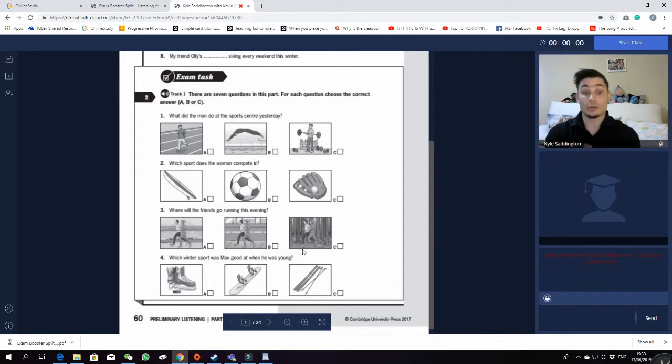Now, again, what I will do is get them to read the question this time. Which sport does the woman compete in? What does that mean? What does compete mean? Does it mean which sport does the woman do? Or which sport can't the woman do? And they'll explain it to me. I'll go, perfect. Now we know what we're listening to. Bam. They listen to it once, twice, and then let them answer.